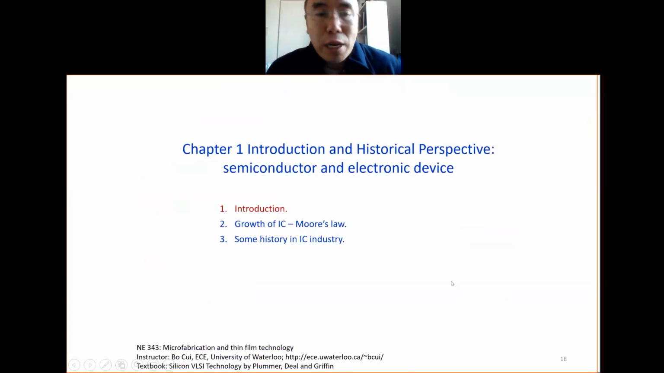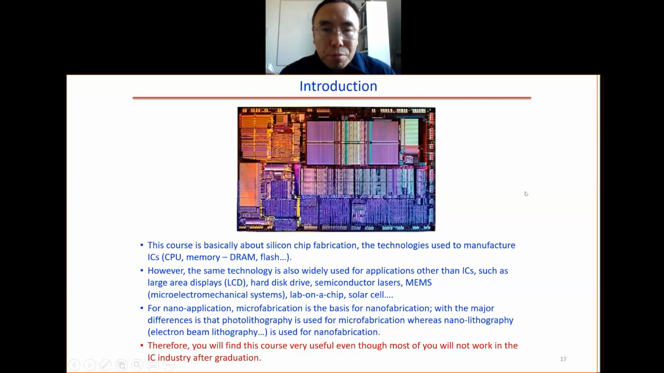Okay, so far we have finished the background knowledge. We have talked about semiconductor physics and semiconductor devices. But now we will go to the microfabrication part. That is the focus of this course.